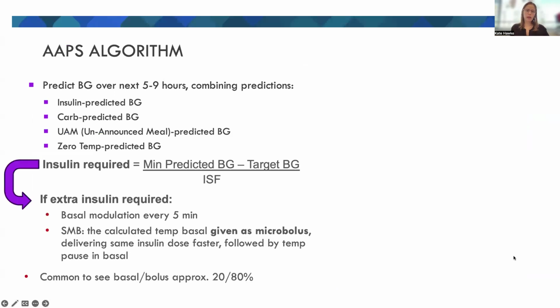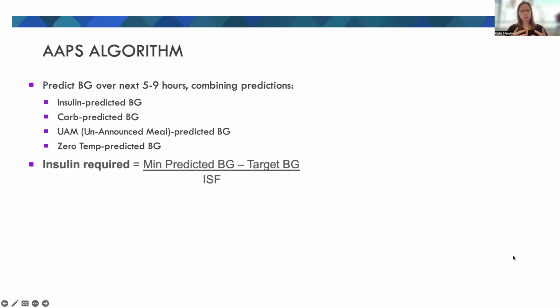So in terms of the algorithm, it combines different blood glucose predictions to determine the minimum predicted blood glucose. I'll be brief here. Please refer to the aAPS docs to see the different colored line predictions that come for each of these. But we have an insulin predicted blood glucose, carb predicted blood glucose, UAM or unannounced meal predicted blood glucose, and a zero temp predicted blood glucose. So we have a range of different possibilities for where the glucose may head under different assumptions in the coming hours. aAPS is then determining, what do we think is our minimum predicted blood glucose?